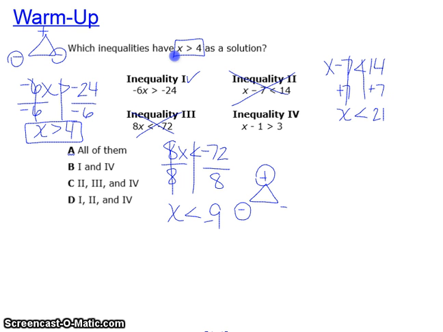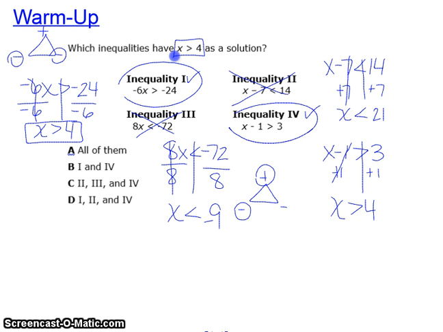So then I have the very last one, which is x minus 1 is greater than 3. Draw a line through the inequality sign. The opposite of minus 1 is to add 1. These cancel. I'm left with x is greater than 3 plus 1, which is 4. And that matches as well. So the two of them that match are inequality 1 and inequality 4.